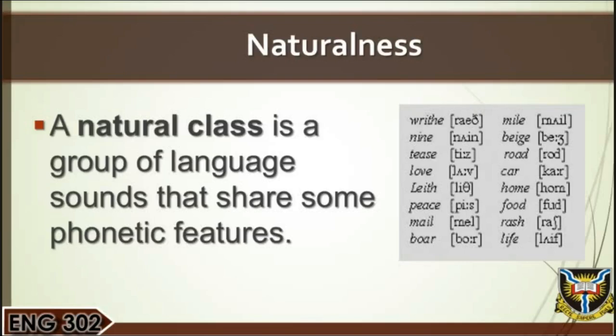All the members of a natural class are affected in the same way by the same rules in the same environment or context. Similarly, all members of a natural class have the same effects on other sounds that occur in their environments. Some natural classes in a language are larger and include several other natural classes within them, while some may be small with fewer speech sounds.